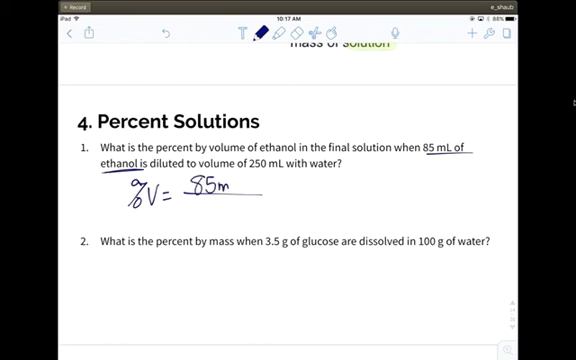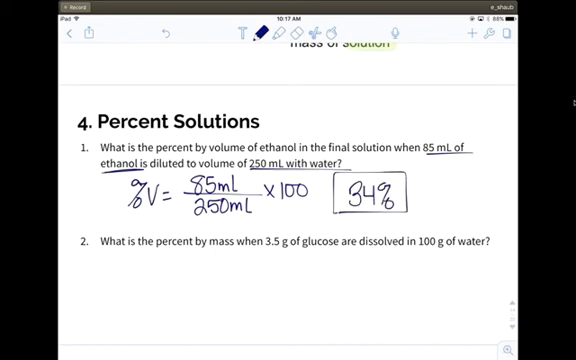So I'm going to take the 85 milliliters of the ethanol. It's diluted to a volume of 250 milliliters with water, which means my total solution is 250 milliliters. I'm then just going to multiply that by 100. So if I take 85 divided by 250 times 100, that gets me a 34% solution of ethanol. Again, you could do this with a variety of different substances. The thing you need to watch here is if it says it is added to 250 milliliters of water instead of 250 milliliters total, you would actually have to add the two substances together.